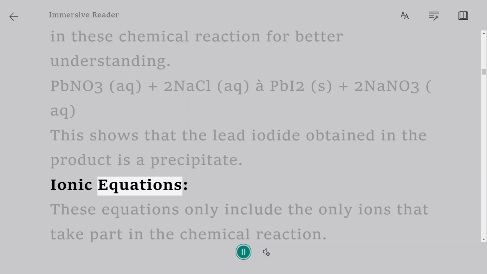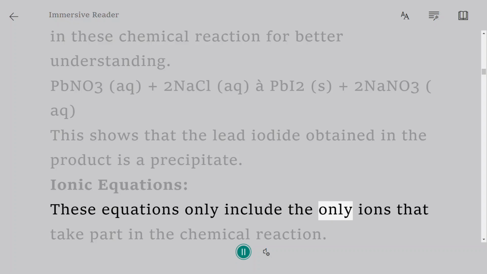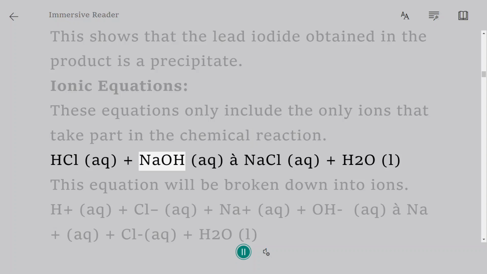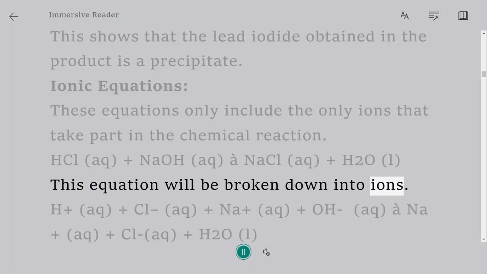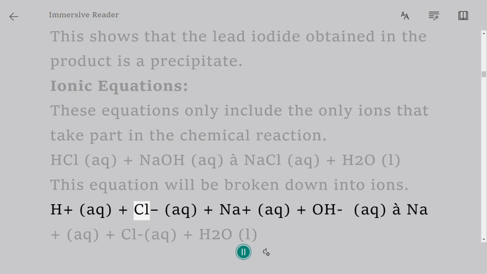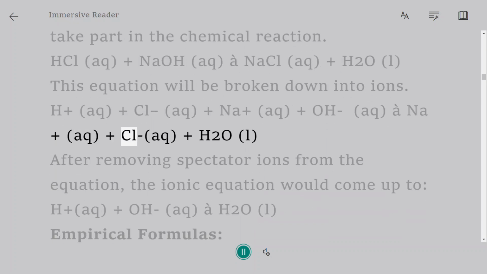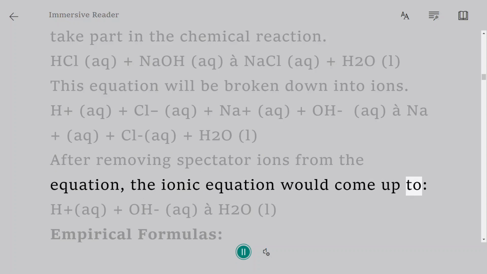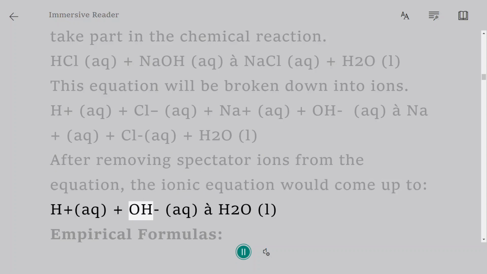Ionic equations. These equations only include the ions that take part in the chemical reaction. HCl, aq, plus NaOH, aq, gives NaCl, aq, plus H2O, l. This equation will be broken down into ions: H+, aq, plus Cl-, aq, plus Na+, aq, plus OH-, aq, gives Na+, aq, plus Cl-, aq, plus H2O, l. After removing spectator ions from the equation, the ionic equation would come down to H+, aq, plus OH-, aq, gives H2O, l.